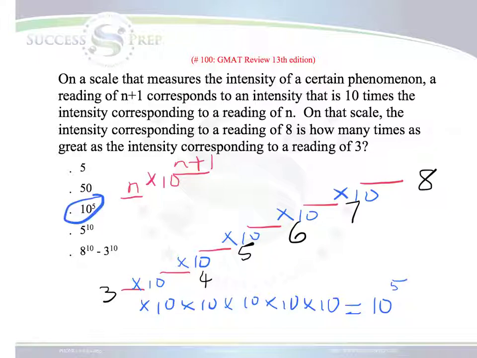So as a result, the answer is C. So 10 to the 5th is the answer here. So again, just look at the intensities as steps, and so between step 3 and step 8, understanding that there's a times 10 intensity between each, which is told to us in the question. There's a times 10 intensity right there. Because of that, you can say times 10 times 10 times 10 times 10 times 10, which is 10 to the 5. As a result, the answer is 10 to the 5th. Thank you.